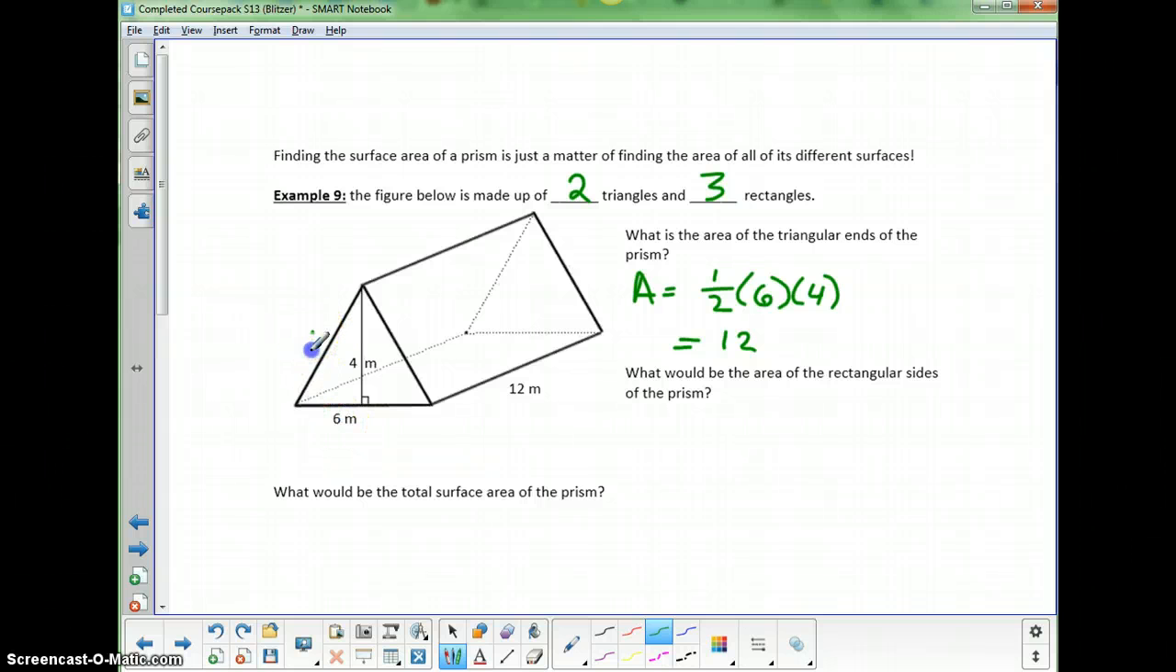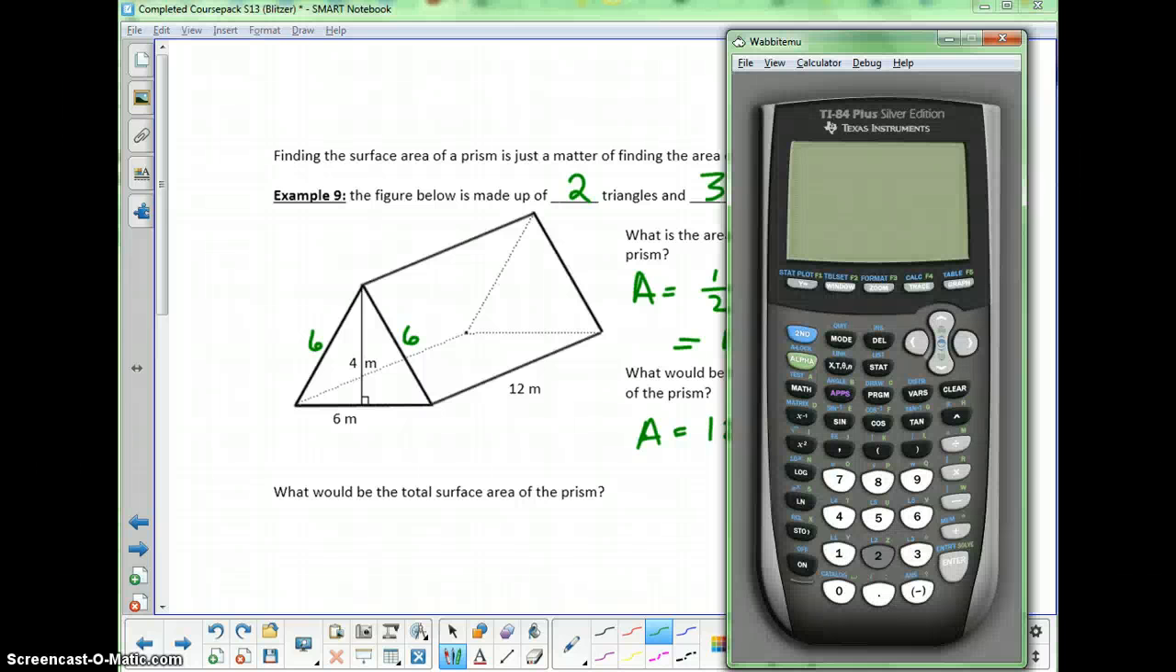What would be the area of the rectangular sides? So this triangle right here is going to be a triangle that has all sides being the same. These weren't labeled, so I'm going to assume that they are the same. So this rectangle right here is 12 by 6. All of them are actually 12 by 6. So I'm going to have area of the rectangular sides being length times width, 12 times 6. And 12 times 6, I need to turn the calculator back on. 12 times 6 is 72.